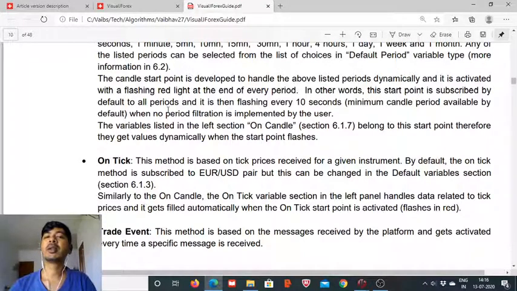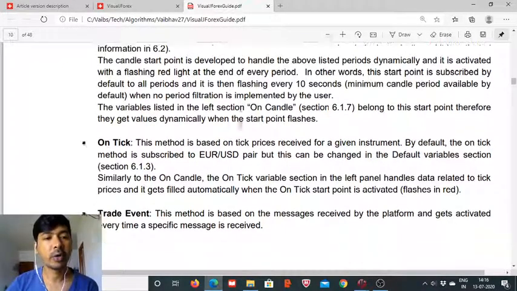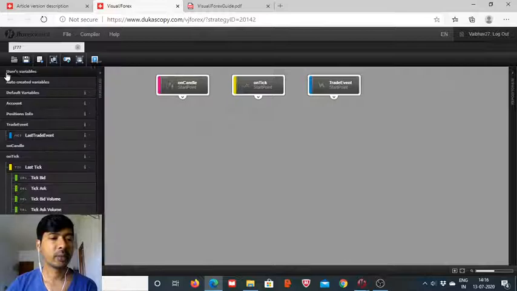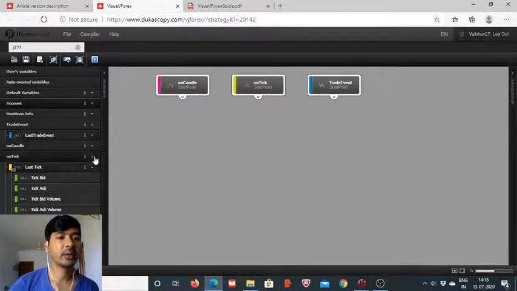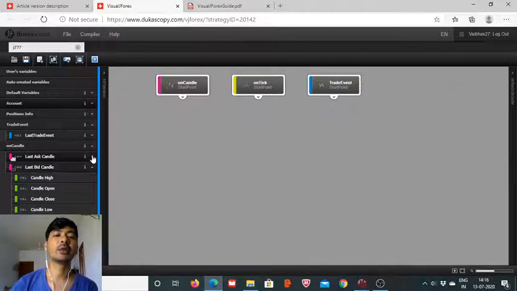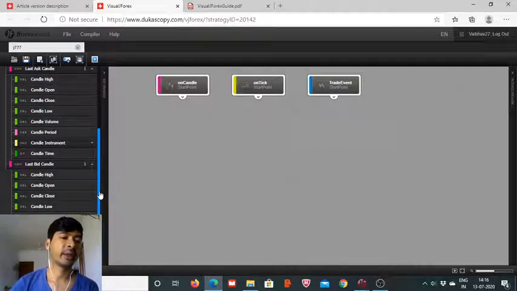And once that candle period is reached, it will start the activation. Then moving on to the on tick, and I think we will also see some of the components of on candle. So here we have these last ask candle or last bid candle, and you can take these values either from the ask side or the bid side to define various required parameters.